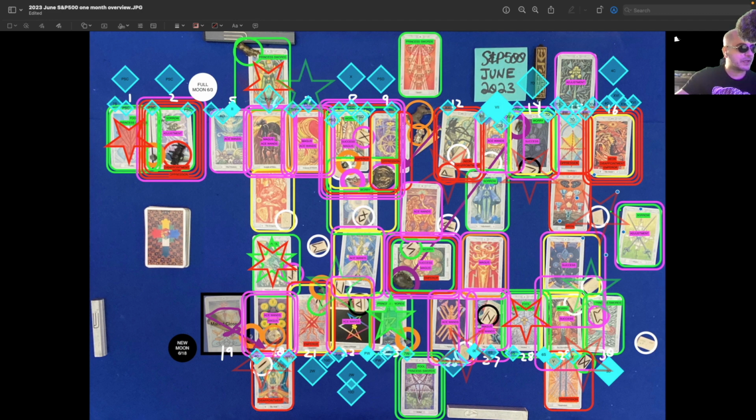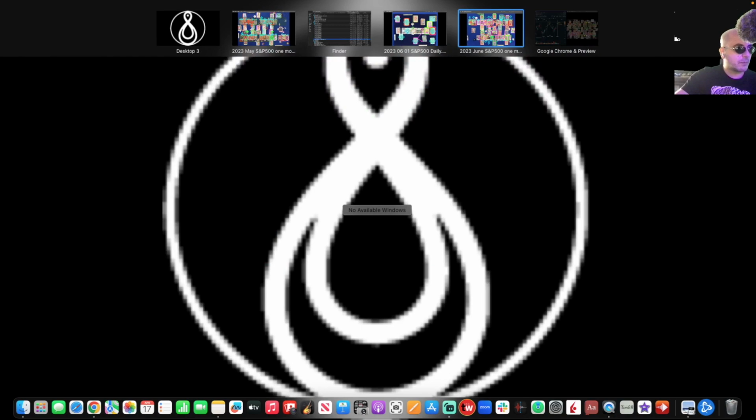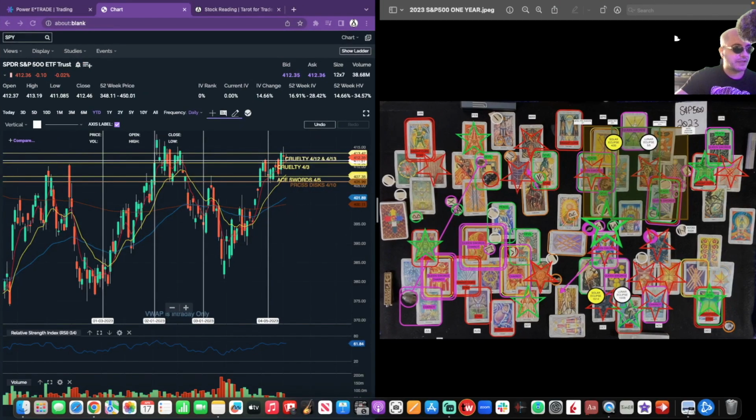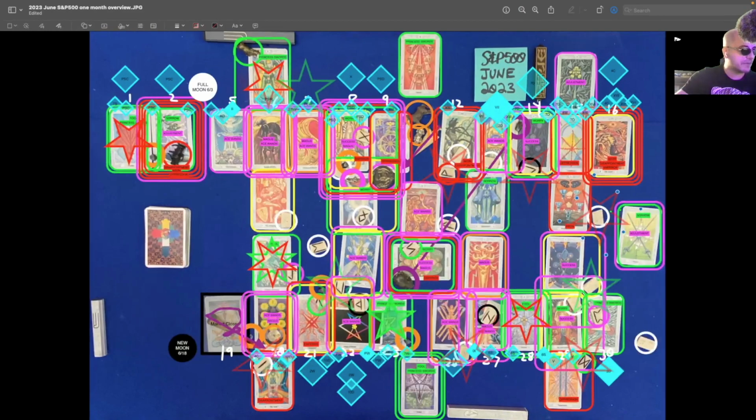I don't think I'd want to wait, because when we look at the one year, guys, we have it as the highest high, so a brief peak that's easily missed.